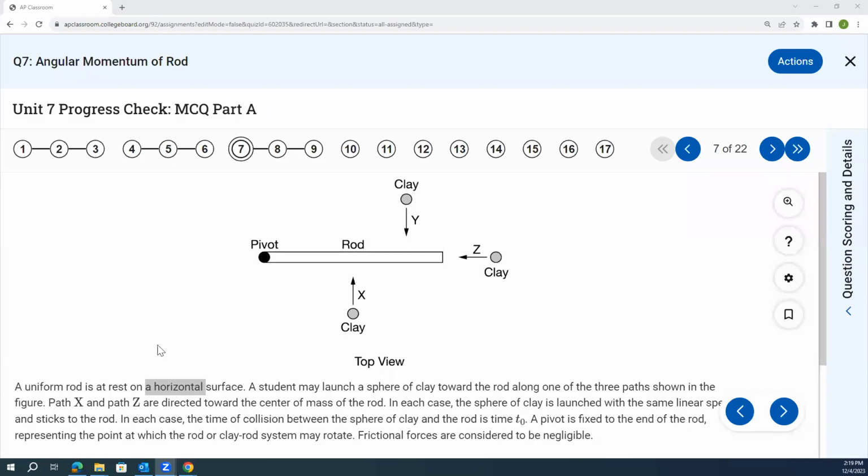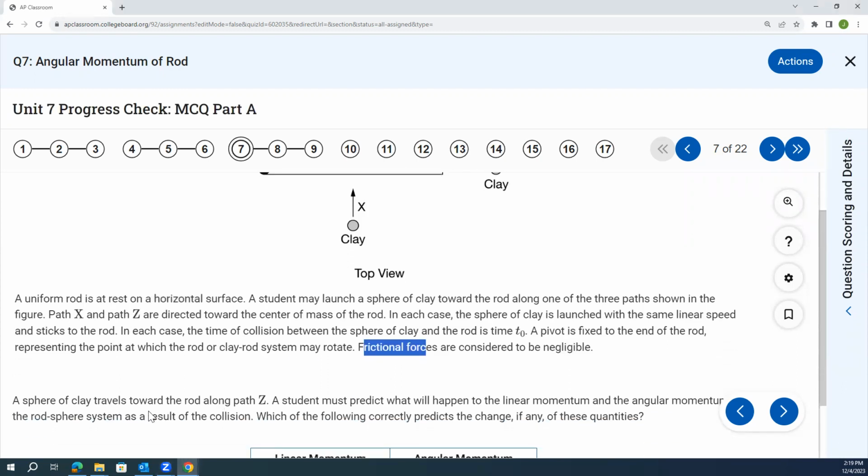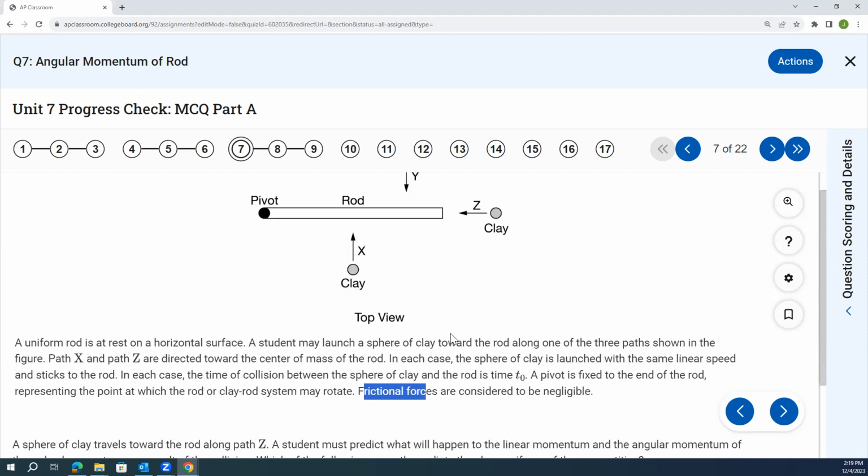Switch back over. Check out this actual question. Okay, friction is negligible. The sphere of clay travels along path Z. Okay, let's check out path Z. Guys, what's the radial distance along path Z? Zero. I don't think that's going to cause any kind of torque. There's some time of collision, but it doesn't matter. And there's 0 angular momentum. mvr, r is equal to 0. I think it's just not going to move.